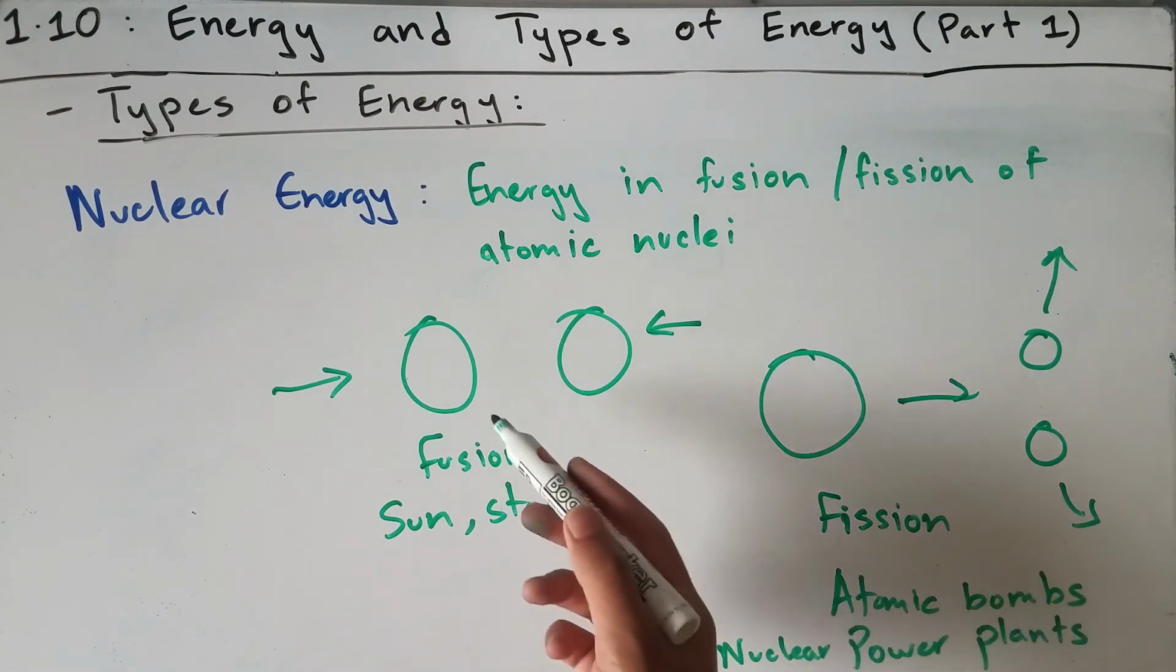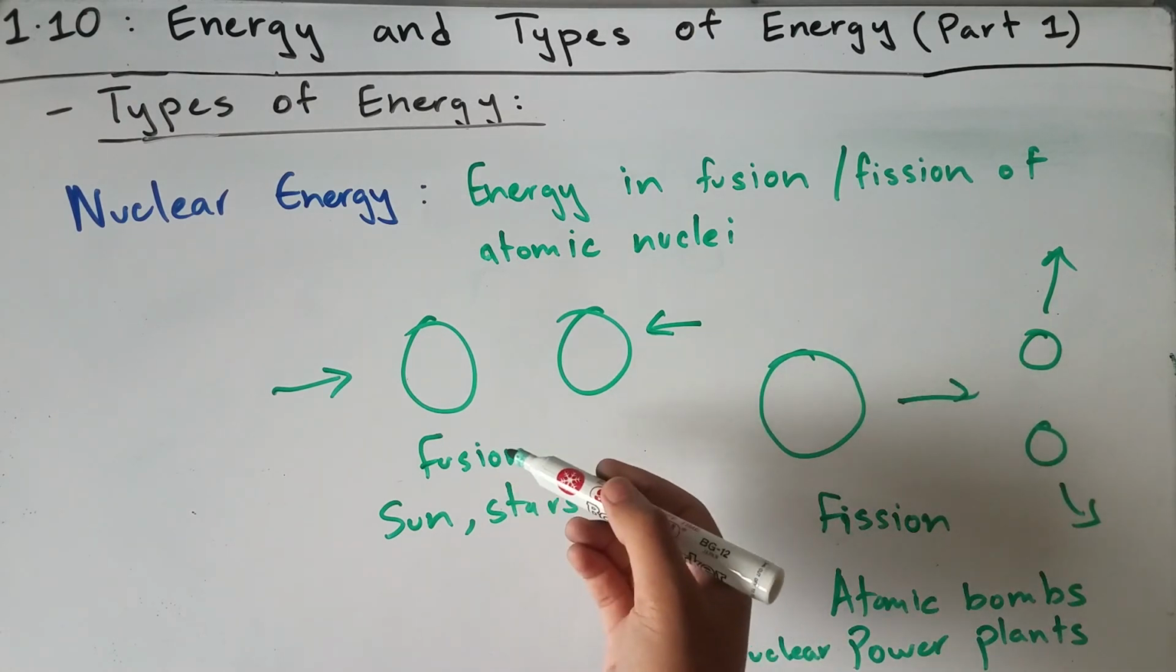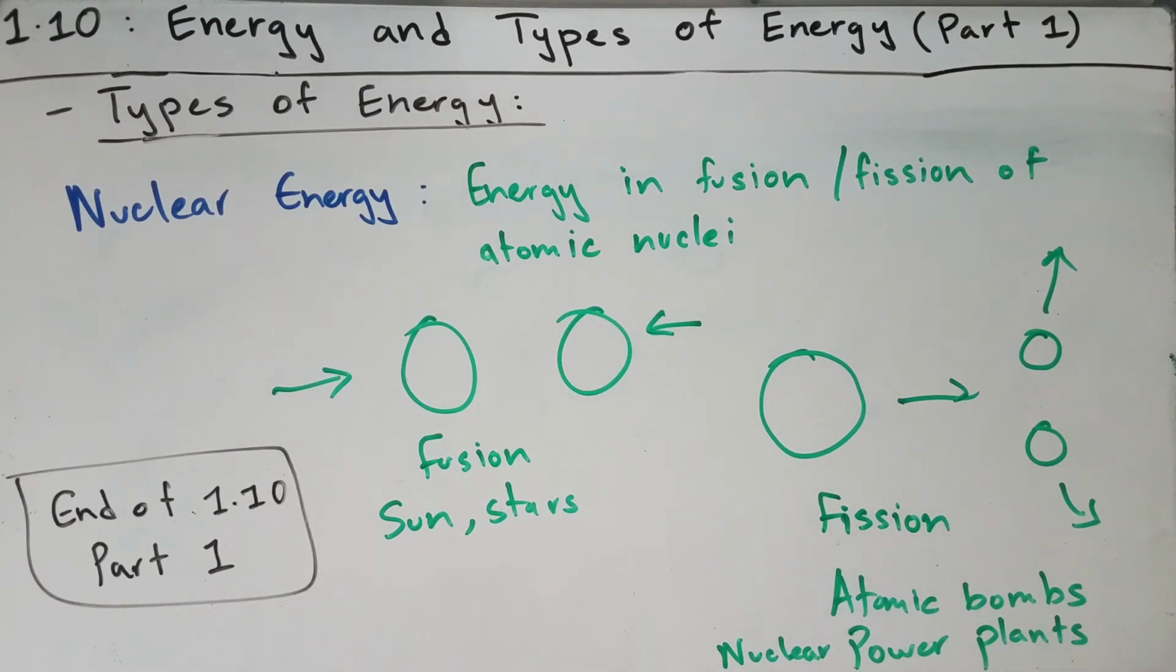There's also fusion, which is in suns and stars, in which deuterium atoms, which is a type of hydrogen atom, collide with each other to form a heavier element, and that also releases a lot of energy. And this is it for section 1.10 part 1. I hope you now understand what energy is and the law of conservation of energy, and also the many types of energy that exist in this universe.